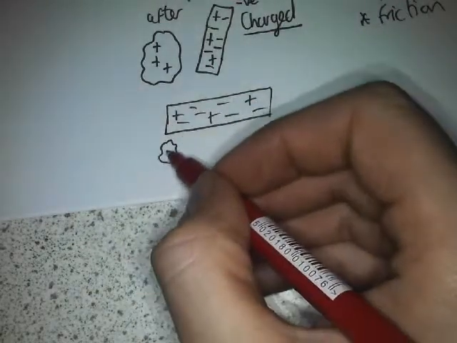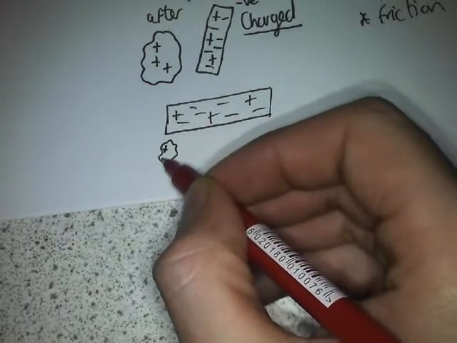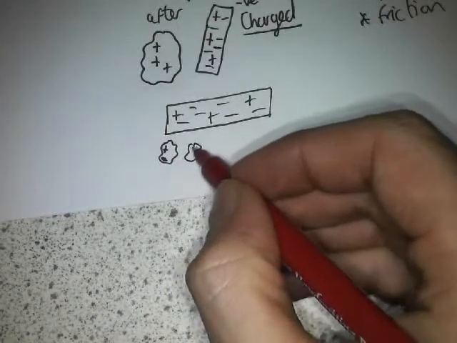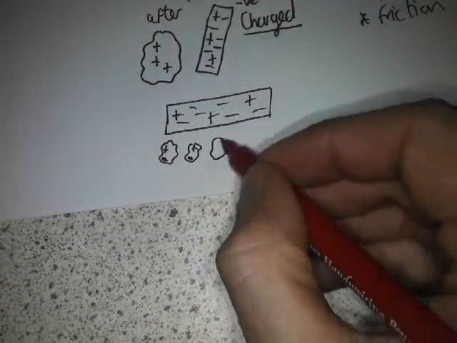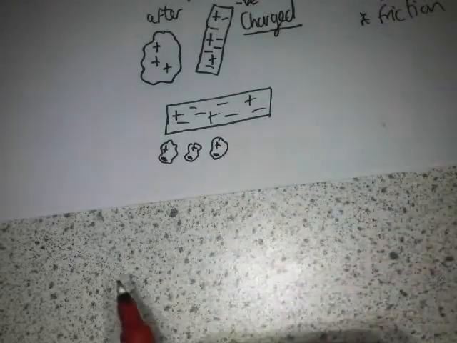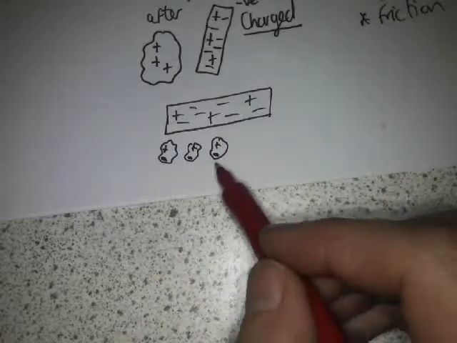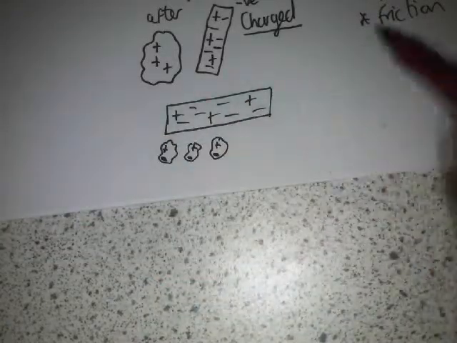As you bring that close, the negative in this piece of paper will go as far away as possible. Same in this piece of paper. The negative will move as far away as possible because they are repelled. I'll do the diagram in a second. And this is static electricity, inducing a charge.